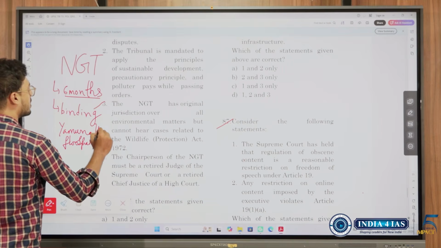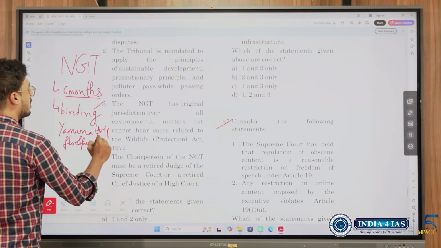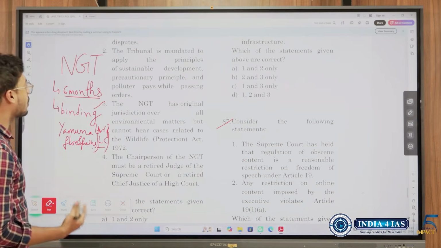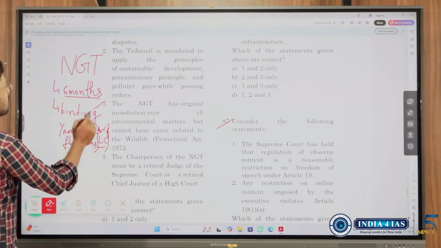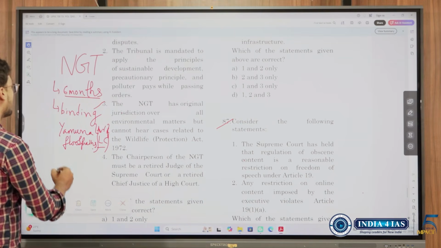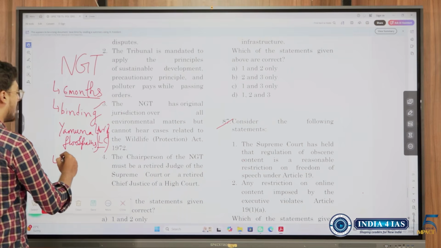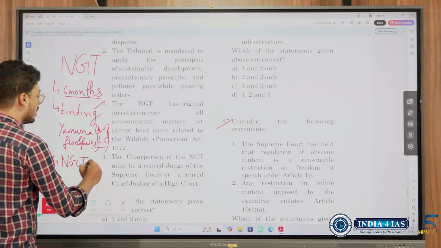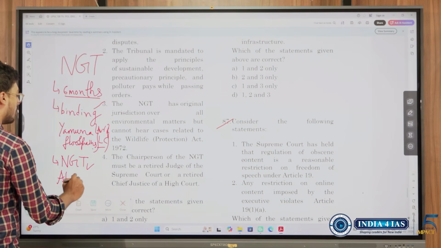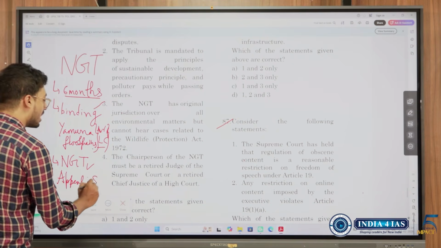Art of Living case. In the Art of Living case, NGT had put a penalty. So NGT has the power to put a penalty also, and it is supposed to resolve a case within 6 months, but many times it does not happen. But one drawback of NGT: whenever an order is given by NGT and you do not like the order, you want to appeal, the appeal of NGT would directly go to the Supreme Court and not the High Court.